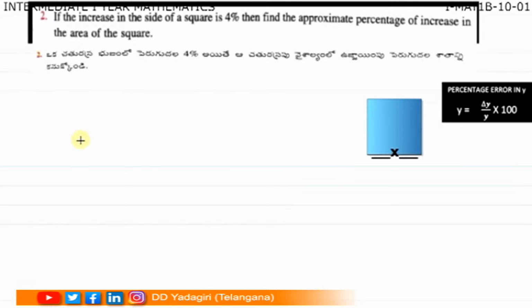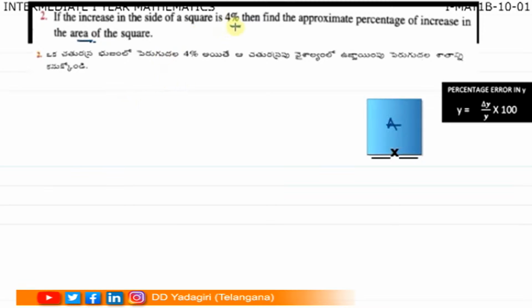So the next type of problem: the increase in the side of a square is given as 4%, then find the approximate percentage error in the area. So the area, you know, is A. Write down the given content here.